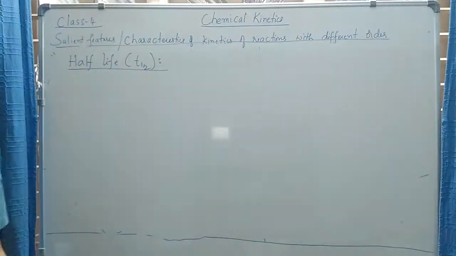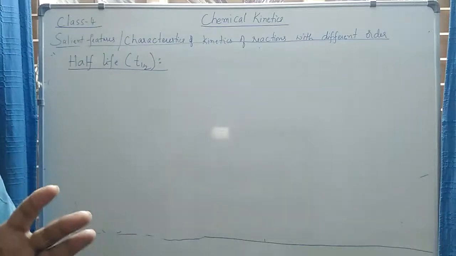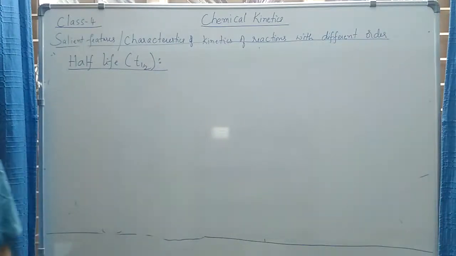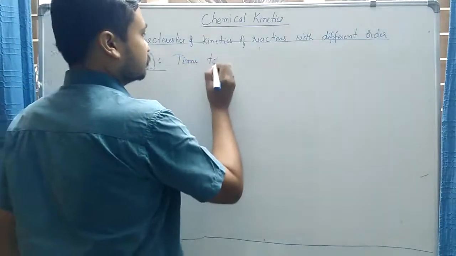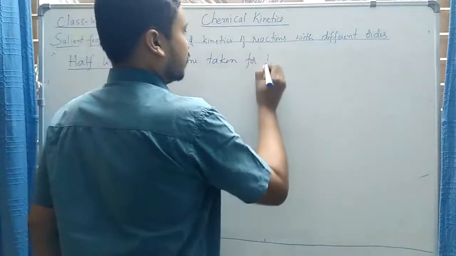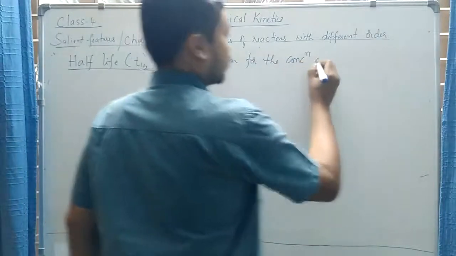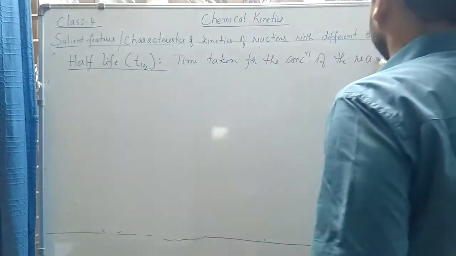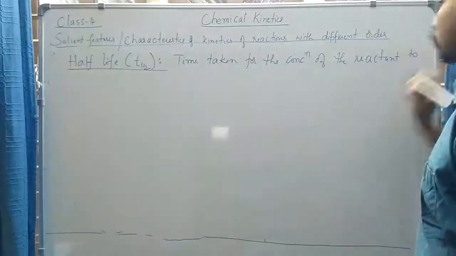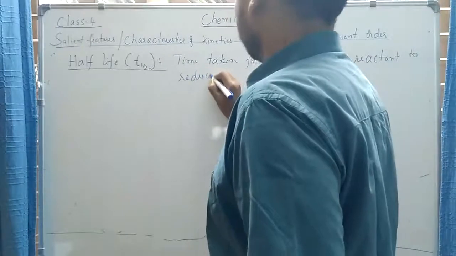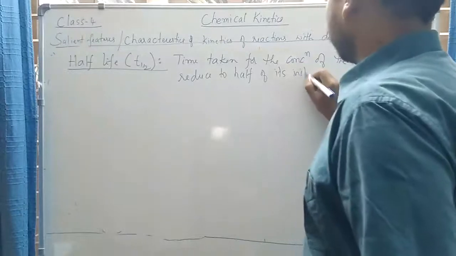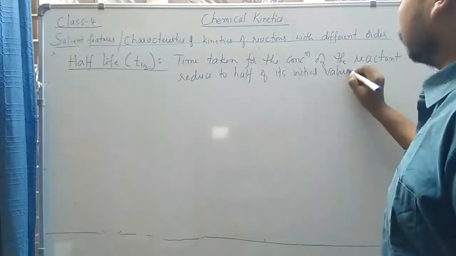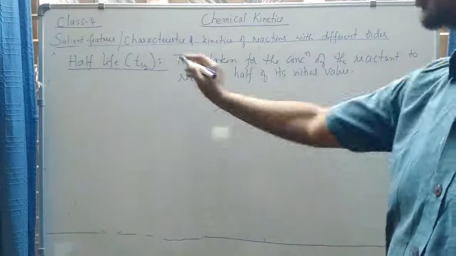So half-life of the reaction is the time taken for the concentration of the reactant to reduce to half of its initial value. So I repeat, it is the time taken for the concentration of the reactant to reduce to half of its initial value, and it is represented by the symbol T half.